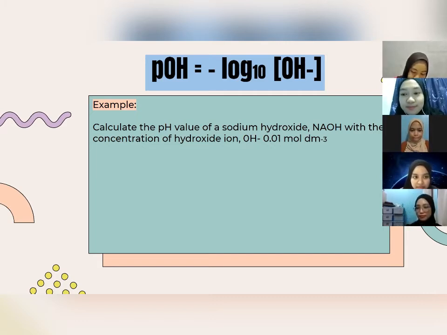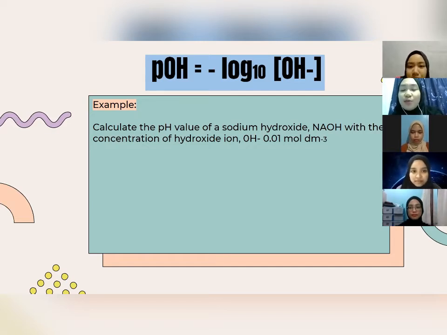Calculate the pH value of sodium hydroxide, NaOH, with the concentration of hydroxide ion, OH minus, 0.01 mole per decimeter cubed. All right. Sherry, what information can you get from the question? The concentration of hydroxide ion is 0.01. Yes. After we have the information, then just substitute into the formula.